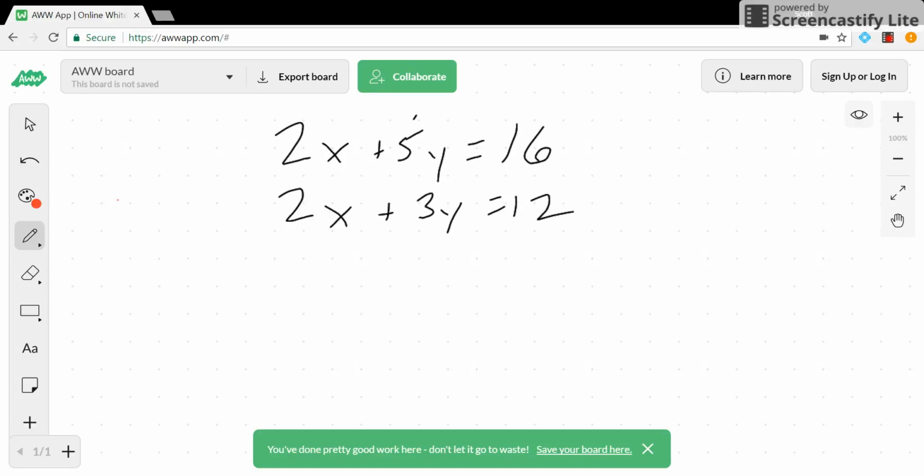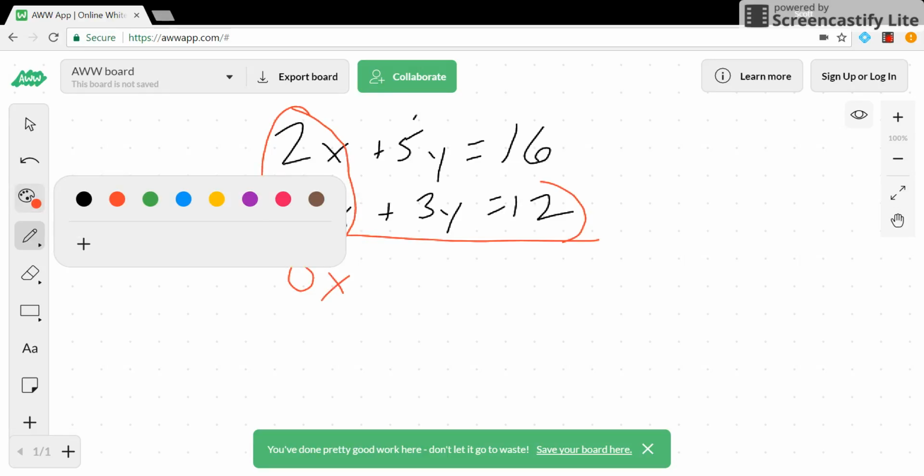What I'm going to do is, I notice I've got a 2x and a 2x. Both of these are the exact same value, and I'm going to end up subtracting the top from the bottom. So I take a 2x and a 2x, what I have circled right there, and they just cancel out. 2 minus 2 is 0x, or it just cancels out to nothing.